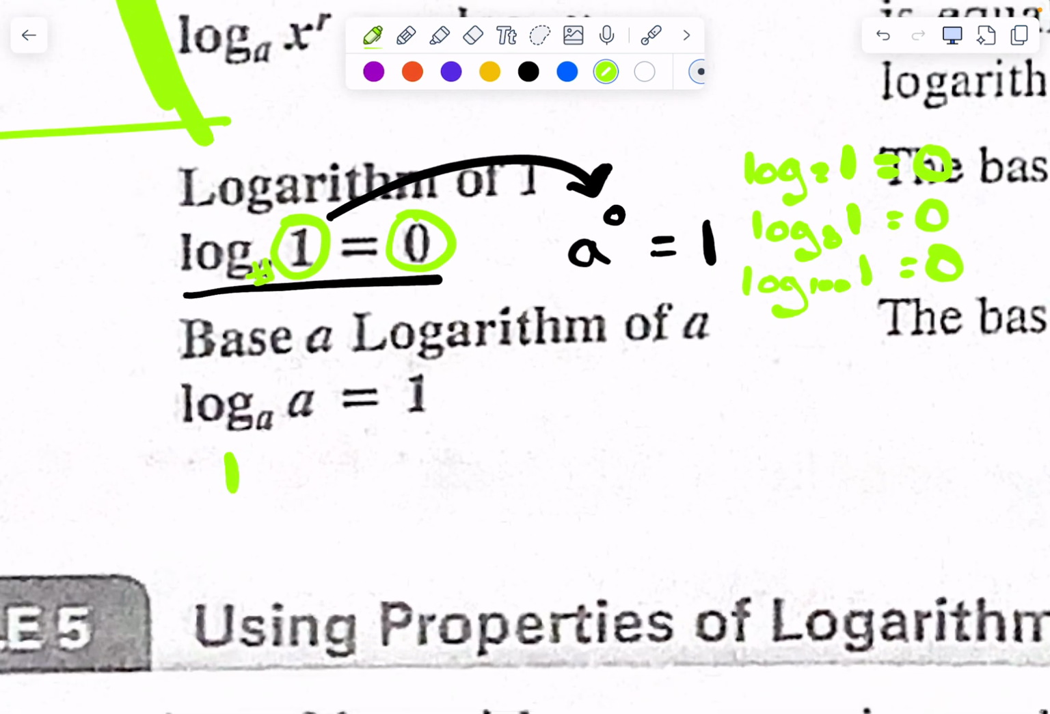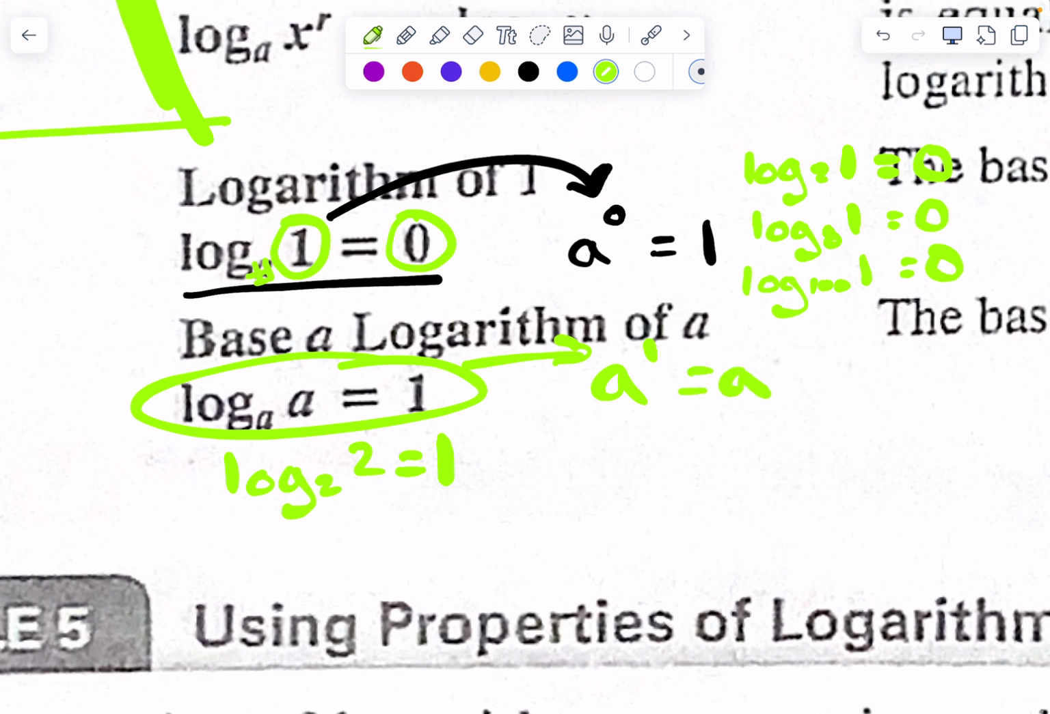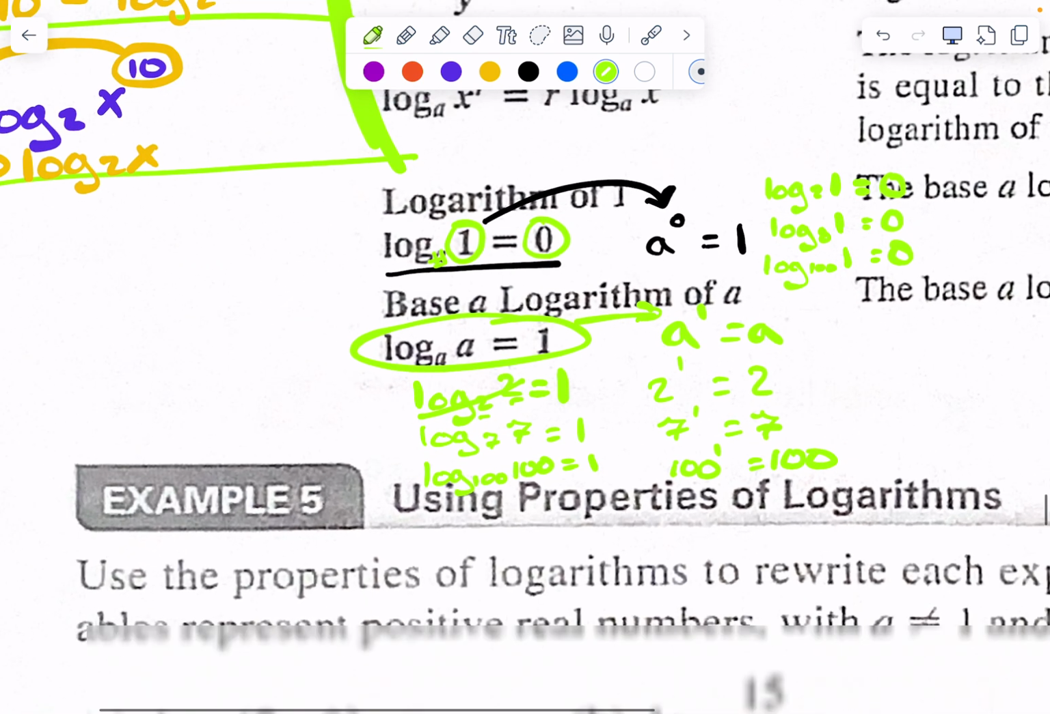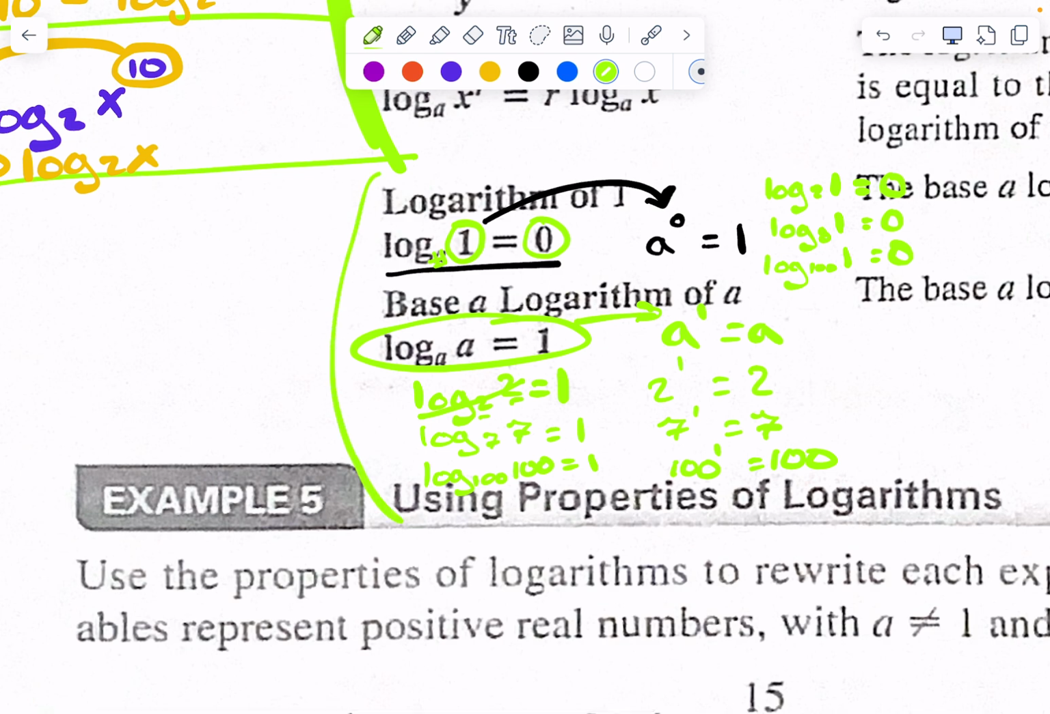This one says, let's say I have log base 2 of 2 equals 1. If I rewrite this as an exponential function, this says a to the 1st power equals a. Well, duh, 2 to the 1st power equals 2. Log base 7 of 7 equals 1 because 7 to the 1st power equals 7. Log base 100 of 100 equals 1 because 100 to the 1st power equals 100. No matter what, I could change these numbers, but as long as these two numbers match, they cancel out and create 1. Got it? That's kind of a shortcut thing also.